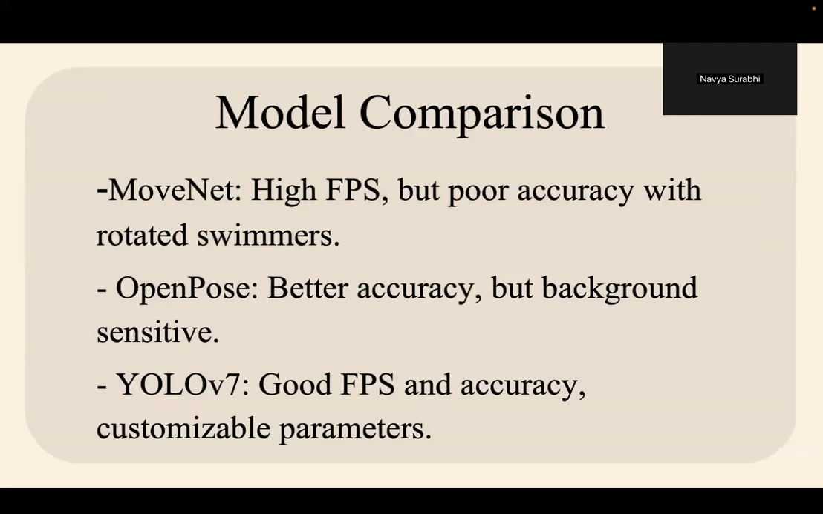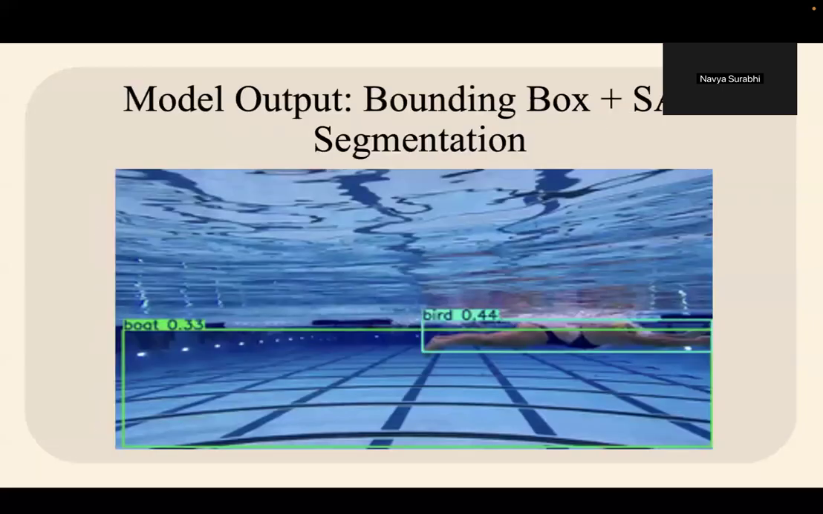And coming to the model comparison, I have compared MoveNet, OpenPose, and YOLO. MoveNet is fast, but it's not that accurate. OpenPose is also accurate, but needs clean images. And at last, YOLO is the best balance, and I have chosen YOLO for the most accurate results.